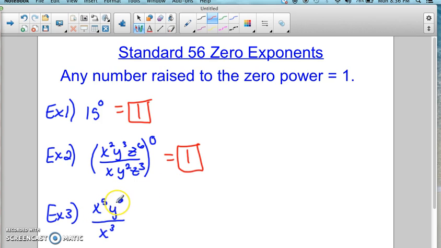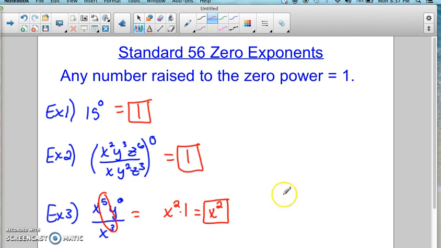Now this one, only the y is being raised to the 0 power. So the x to the 5th and the x cubed, you still follow your other quotient rule. So you really subtract these exponents. You have x to the 5th divided by x cubed, which is x squared left, and the y to the 0 power just goes away. It's a 1. You could put times 1, but we typically don't write the 1s in algebra, so we're just going to leave it as x squared. There's nothing left at the bottom except a 1, so you do not have to write it.